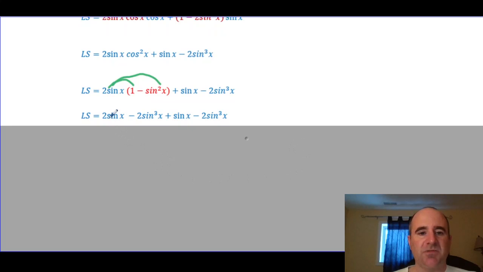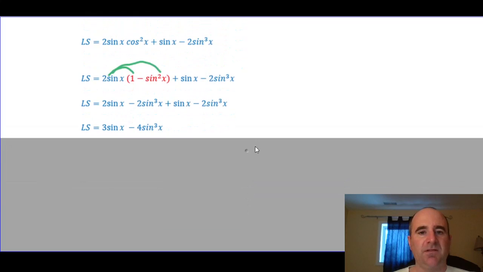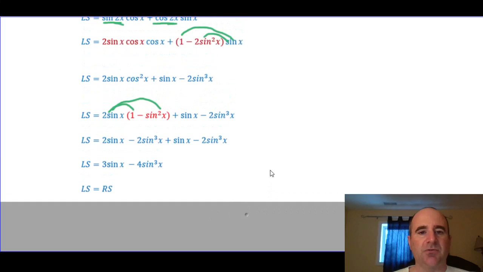I've got some like terms. I've got a 2 sine x plus a sine x. I've got a negative 2 sine cubed x and a negative 2 sine cubed x. That gives me 3 sine x minus 4 sine cubed x. And sure enough, left side equals right side. We're done the proof.